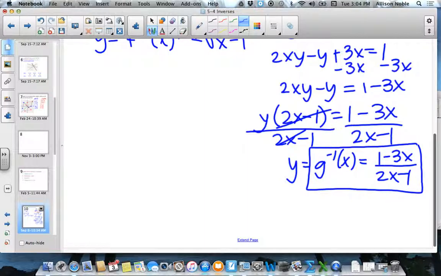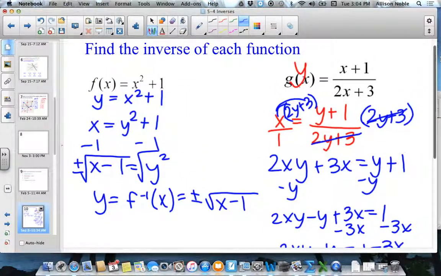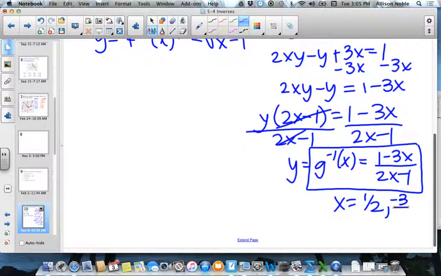The other part are my restrictions, my excluded values. So my excluded value for my answer is x is equal to 1/2. However, I also need to include the restrictions from the original problem. So my original function, the excluded value should have been x could not be negative 3/2. So I have to include that in my solution. Any restrictions or excluded values that a function starts with need to be included in the inverse. They are called inherited restrictions.